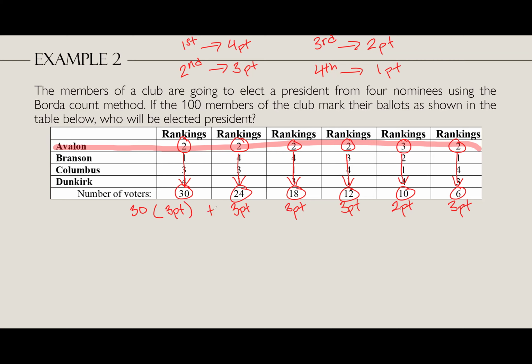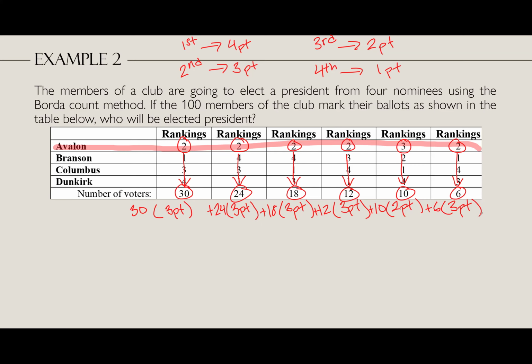What about the second column? We have 24 people also put him at second. Then 18 people. Then 12. I'm going to try to fit this in. It's a little messy. I'll apologize for that. Plus 10 voters. Plus 6 voters. Let me rewrite that 6. That's a little bit of an ugly 6. And let's see what we get.